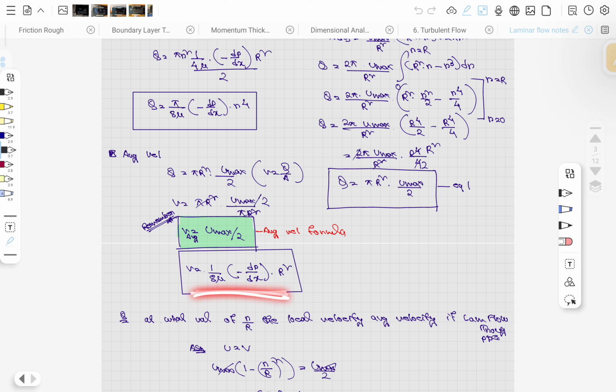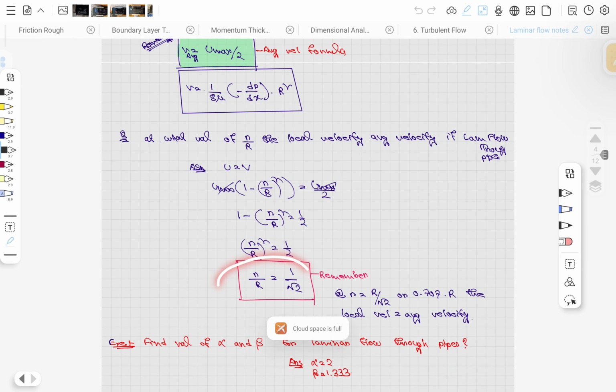So this is V, velocity. This is Q, discharge, that is Q equals pi by 8 mu times minus dp by dx times R to the power 4. It is R to the power 4, the velocity is R square. U max, V equals this thing. Now the ratio of r by bigger R, it is 1 by root 2.